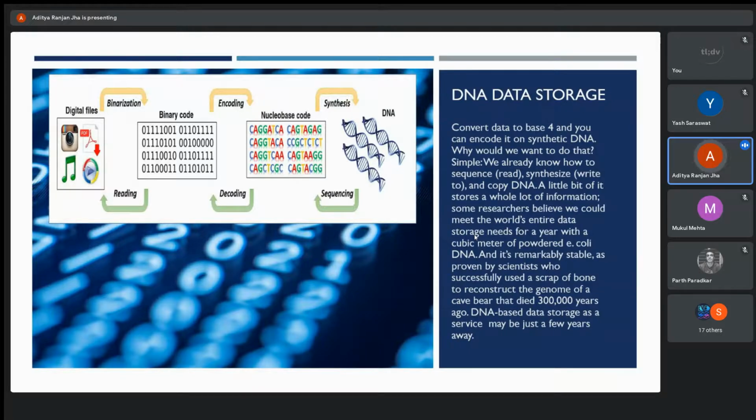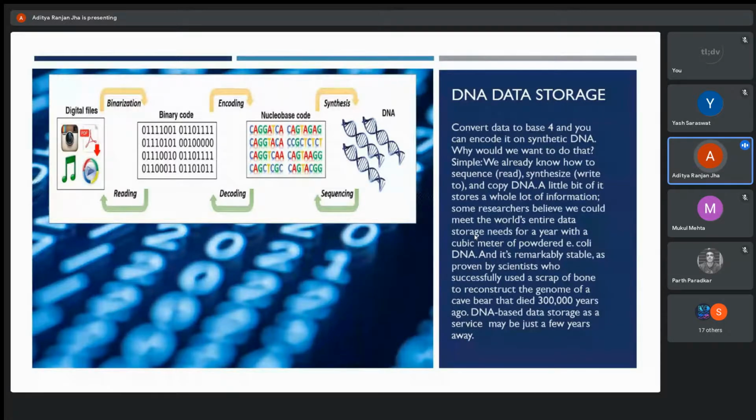You all know that binary code can be converted to hexadecimal code. Similarly, you can convert the binary code into base 4, combining 2 bits at a time and converting them into one nucleic acid, and you can store data. There is some advancement in it, and it might not be long before we see DNA data storage devices. Of course, you would not like someone to take your DNA and store data on it, but it's quite efficient.